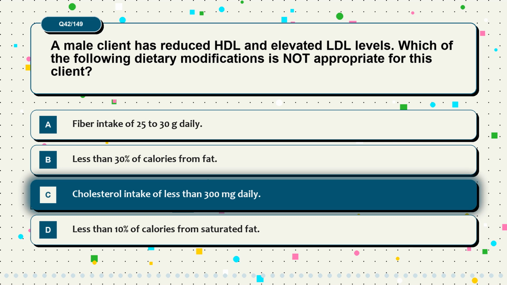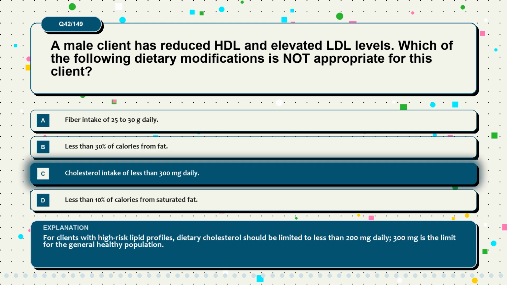The correct answer is option C. Cholesterol intake of less than 300 mg daily. For clients with high-risk lipid profiles, dietary cholesterol should be limited to less than 200 mg daily. 300 mg is the limit for the general healthy population.